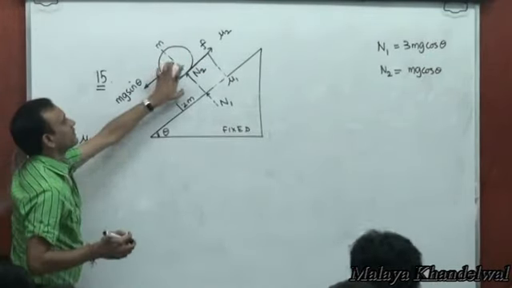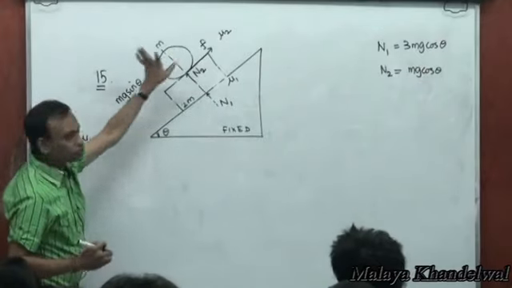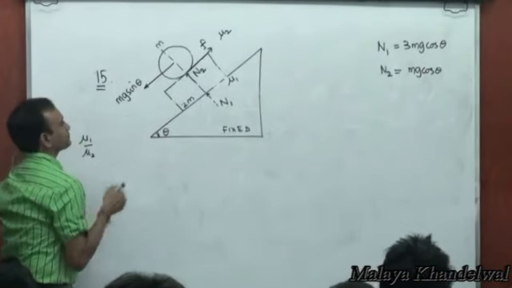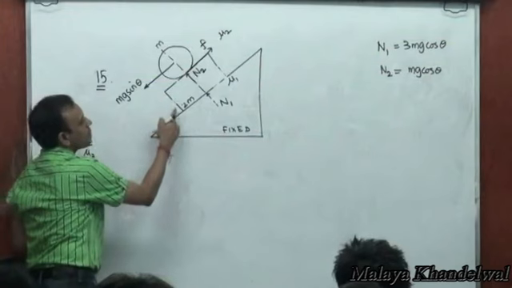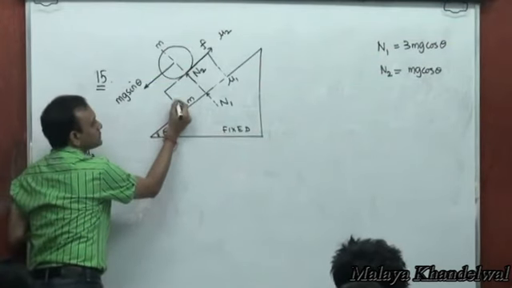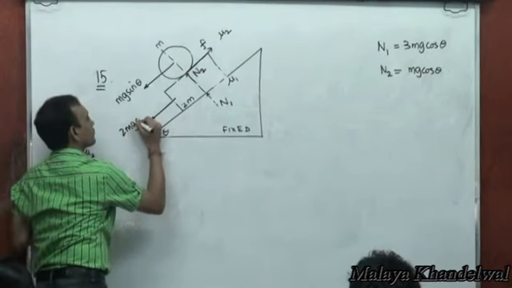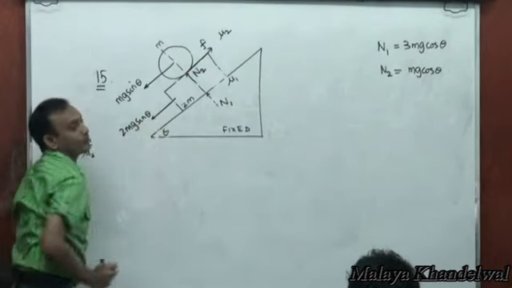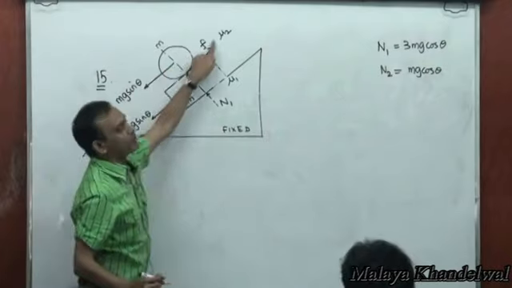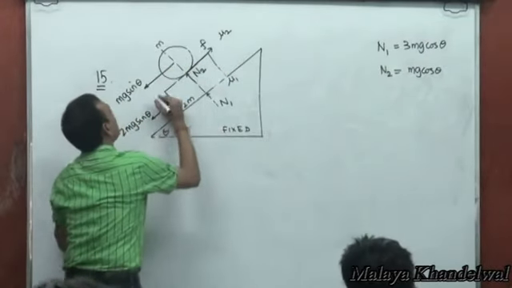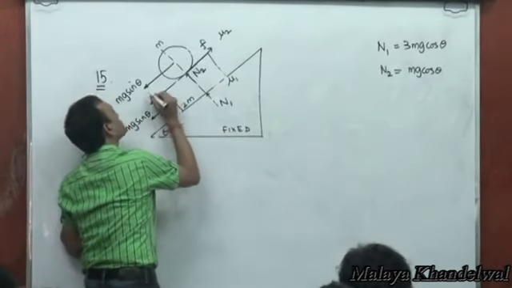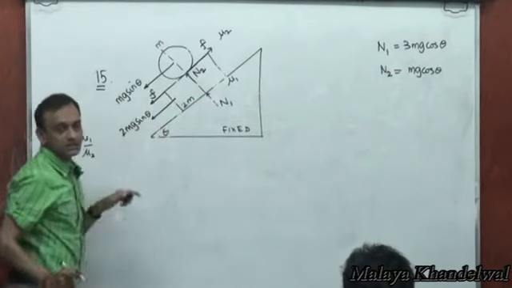And of course, there is mg cos theta, which is balanced by N2. I'm not representing that. For the plank, there is 2 mg sin theta. The plank exerts on the sphere a frictional force upwards. So the sphere will exert on the plank an equal and opposite static friction downwards.